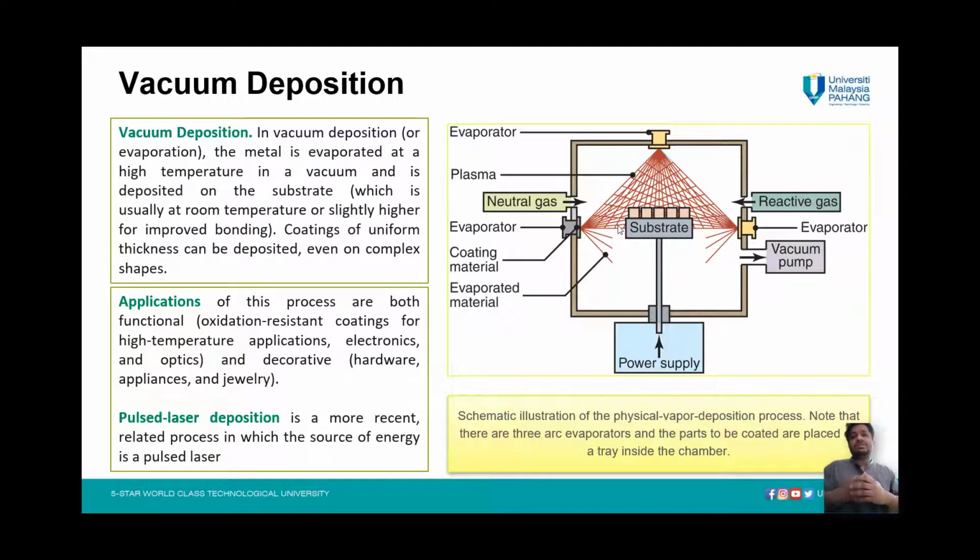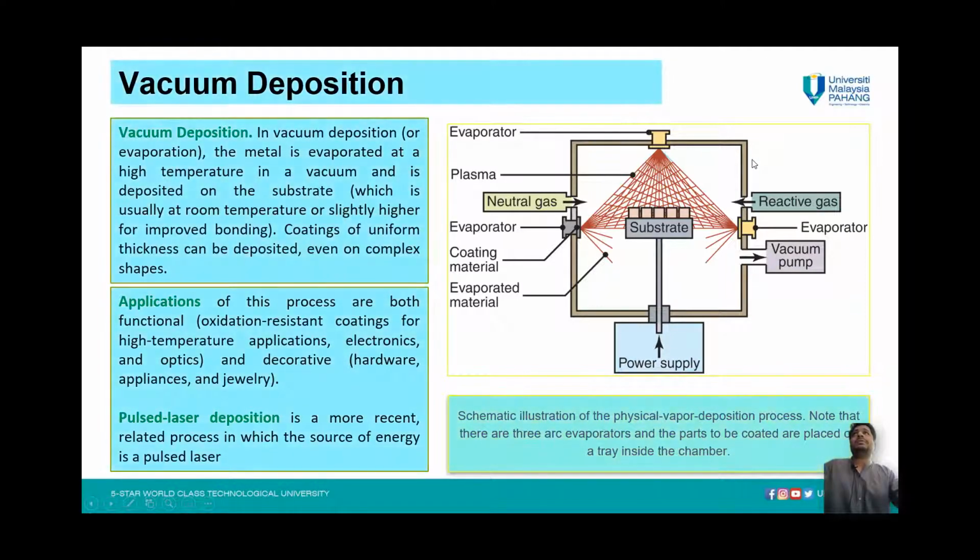The applications of this process are both functional, such as oxidation resistant coatings for high temperature applications, in electronics and in optics, as well as decorative coatings. There is a new, latest technique, pulsed laser deposition, which uses pulsed lasers as the energy source. So we've got vacuum deposition in this way. There is another technique, which is sputtering, or what you call reactive sputtering as well.